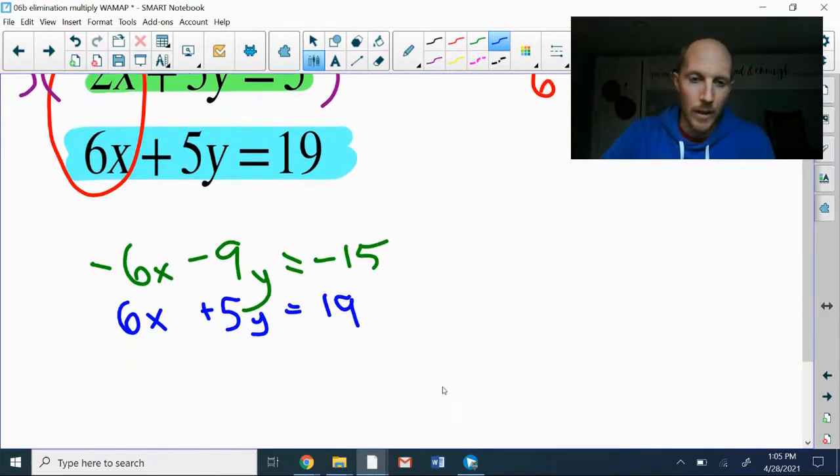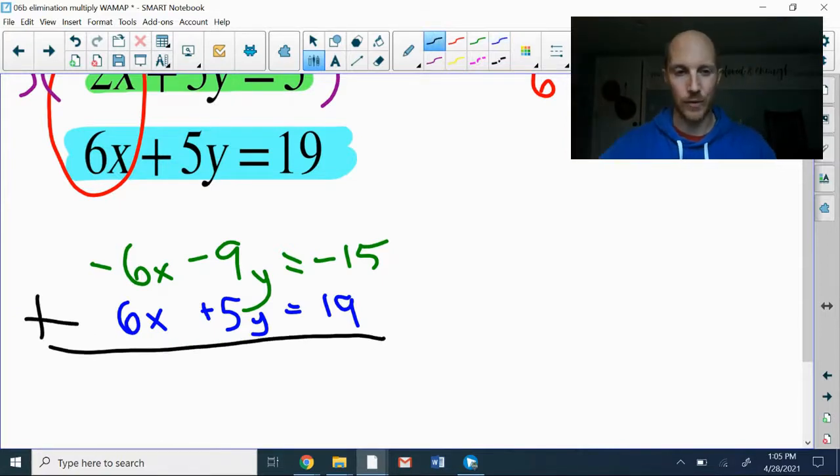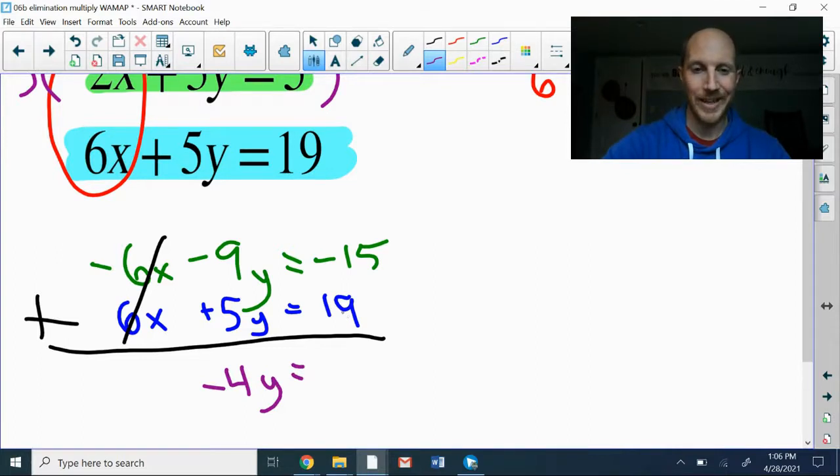Okay. My original checklist, decide whether I should add or subtract, the last item on that checklist. So I'm going to add my x's. I got positive 6x in the blue. I got negative 6x in the green. If I add them together, the x's are going to eliminate. I kind of already said that earlier, but let's just clarify. I'm adding. So when I add straight down each column, 6x and negative 6x, those eliminate. The y's, I got negative 9y plus 5y. That's going to give me negative 4y. Equal signs, I don't actually add them together. It's just an equal sign. And negative 15 plus 19, that gives me positive 4.